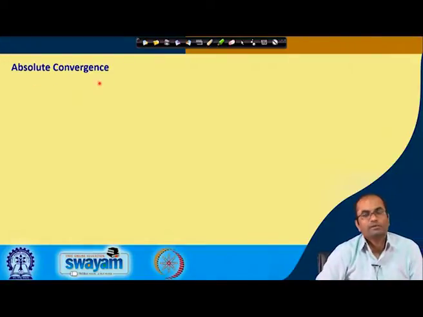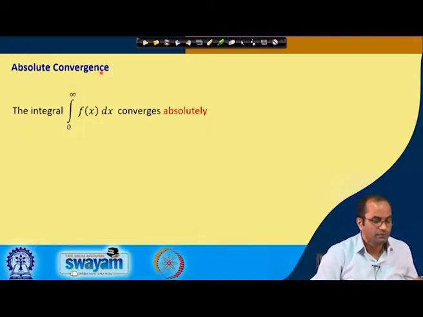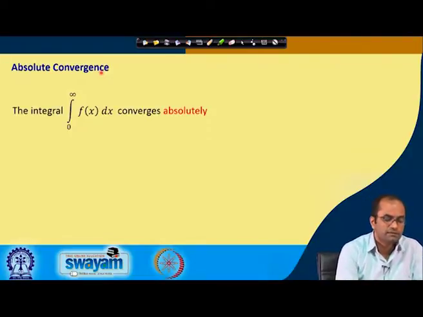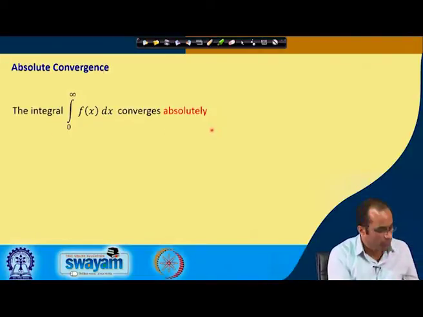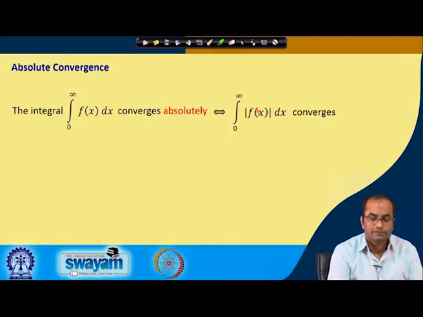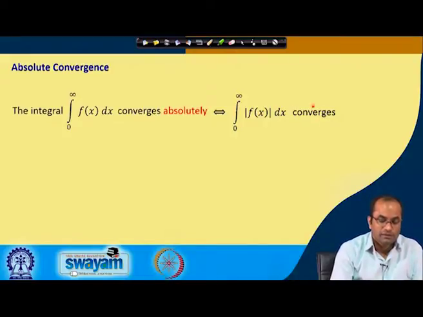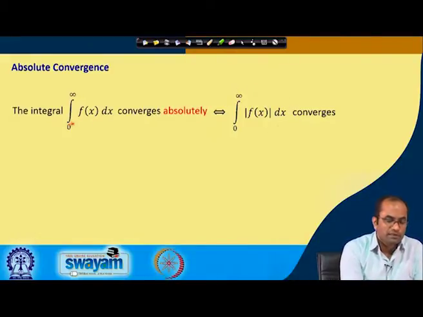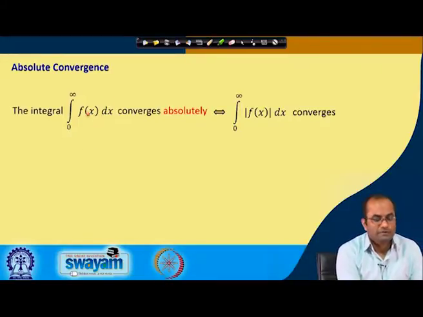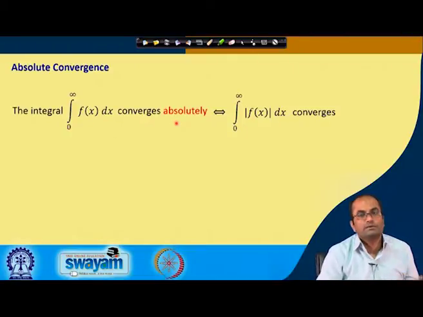We were talking about absolute convergence. Another important factor here: what is absolute convergence? As I said before, absolute convergence means that this integral converges absolutely if, with the absolute value over the integrand, it converges. If this integral converges, we say that it converges absolutely, because we have taken the positive values of the integrand for the range 0 to infinity.